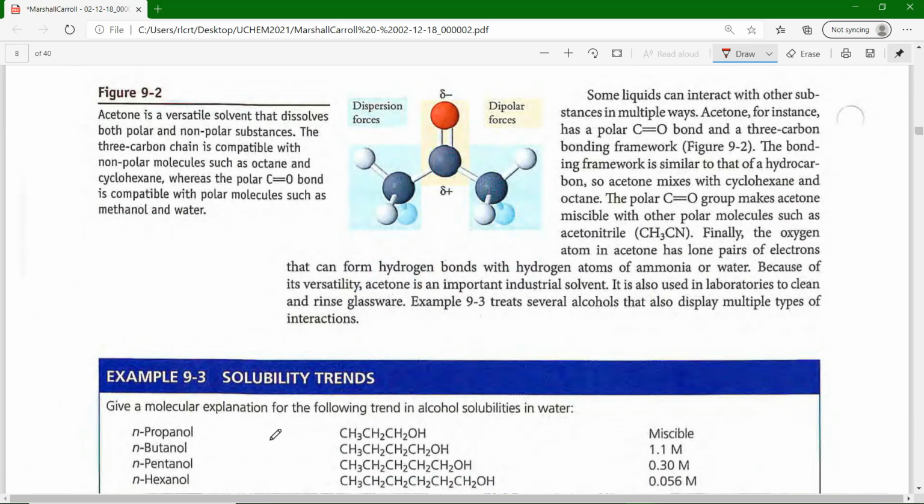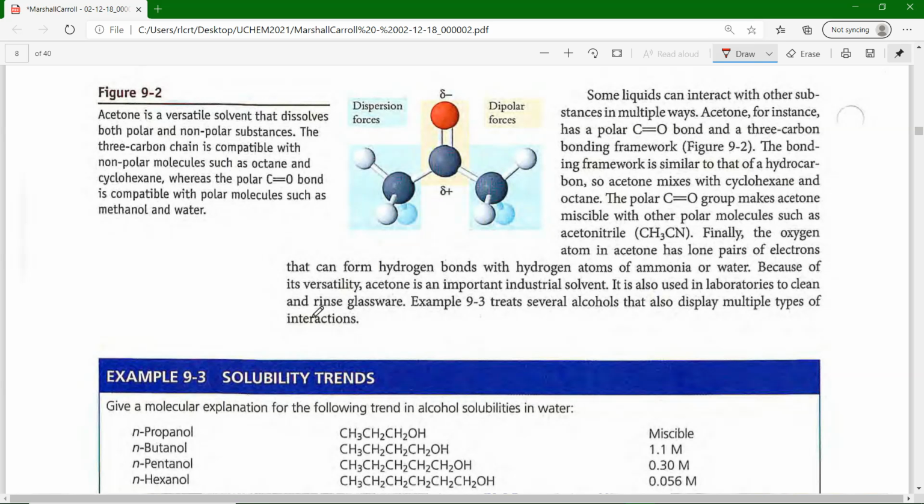acetone is an interesting thing because it has a polar bond, the CO bond, and a 3-carbon framework. Acetone mixes with cyclohexane and with octane, even though those are nonpolar, because you have these 3 carbons here. That allows it to be a versatile solvent. It dissolves both polar and nonpolar substances, so it can dissolve hydrocarbons. Not super heavy hydrocarbons, but you can even go up to octane. It's interesting. But it's got that polar CO bond, so it also dissolves in methanol and water. So it's versatile.